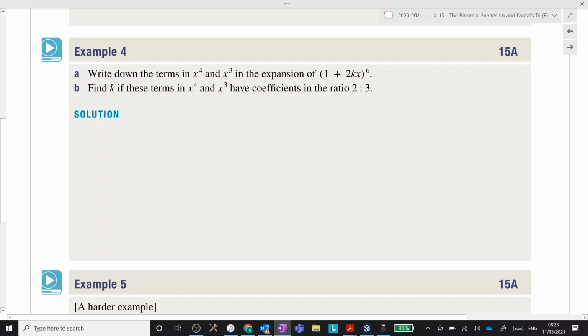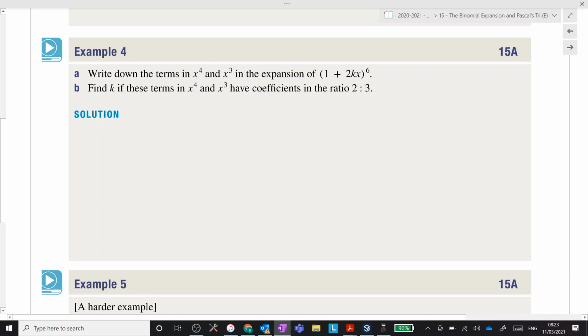So we're going to do example 4, which is exactly the one I went to first time. Write down terms in x to the power of 4 and x to the power of 3 in the expansion of (1 + 2kx)^6. Then we're going to find k if those terms have coefficients in the ratio of 2 to 3. Cool? Sound difficult?